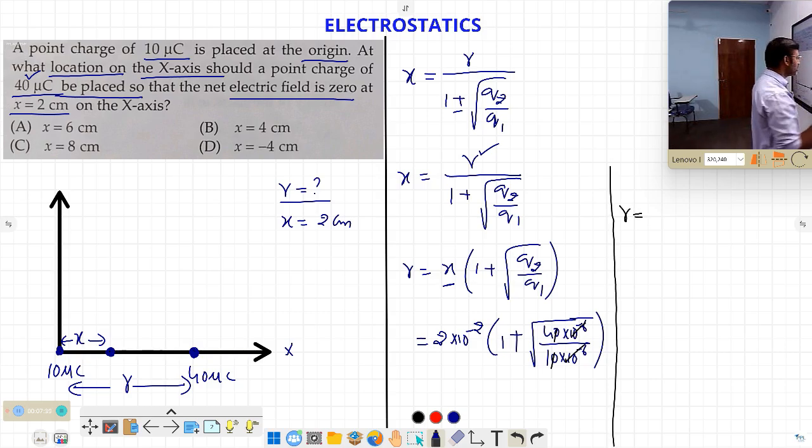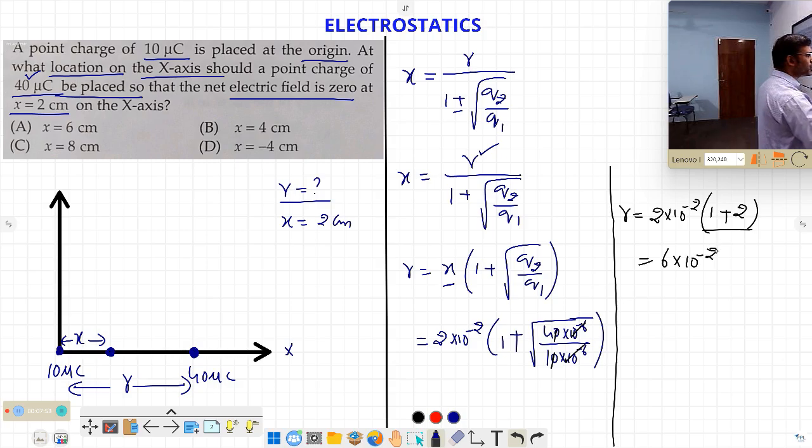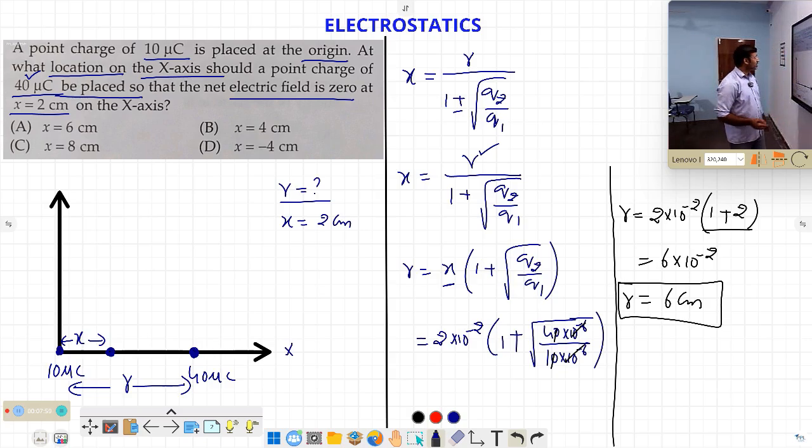If you solve it, r is equal to 2 into 10 power minus 2 into 1 plus root 4. Root 4 value is 2, so 1 plus 2 is 3, 3 times 2 is 6. That is 6 into 10 power minus 2, that is r equal to 6 centimeters, the answer for your question. So the answer for the question is 6 centimeters, that is the first option according to the question.